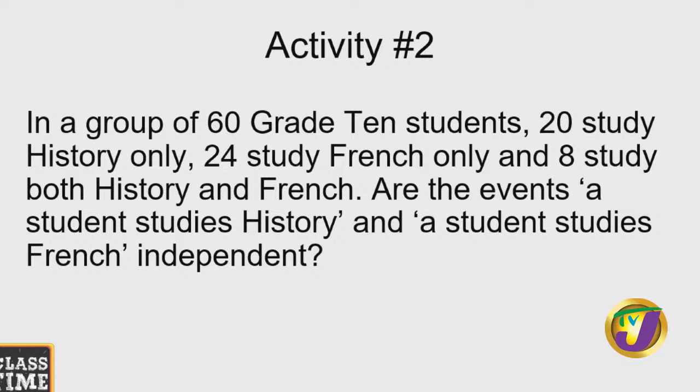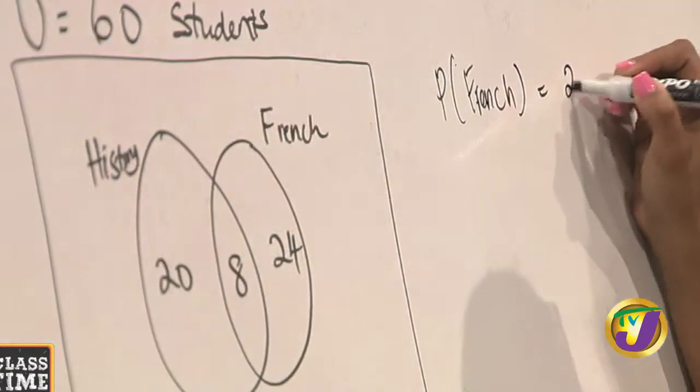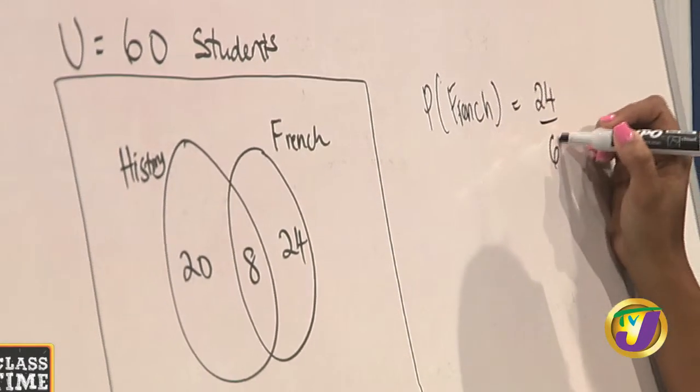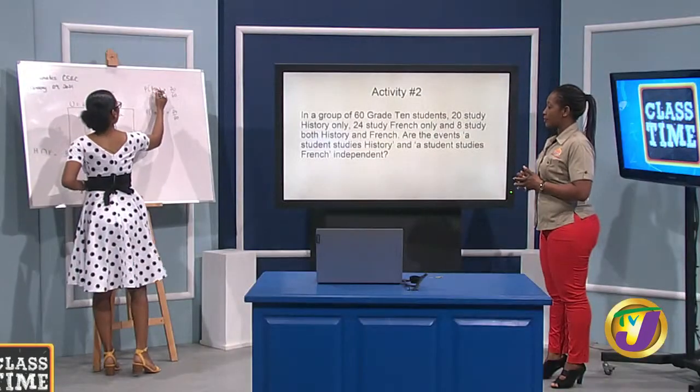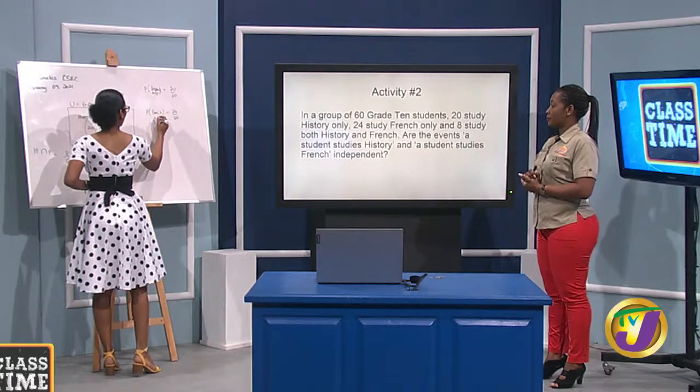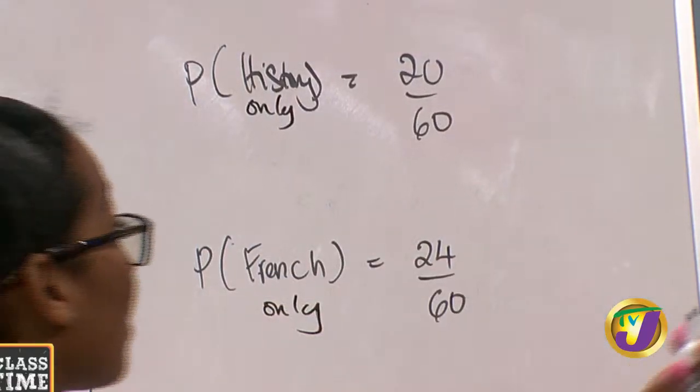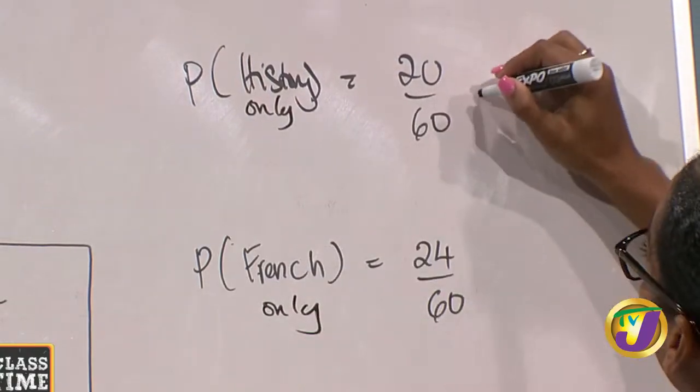So we have 20 out of 60. What about the probability of a student studying French only? So we have 24 out of 60. So here we have history only, and we have French only. When we simplify our history only, we have 1/3.